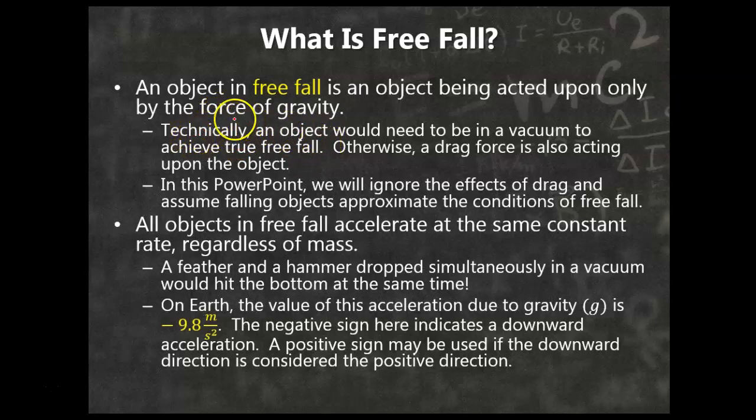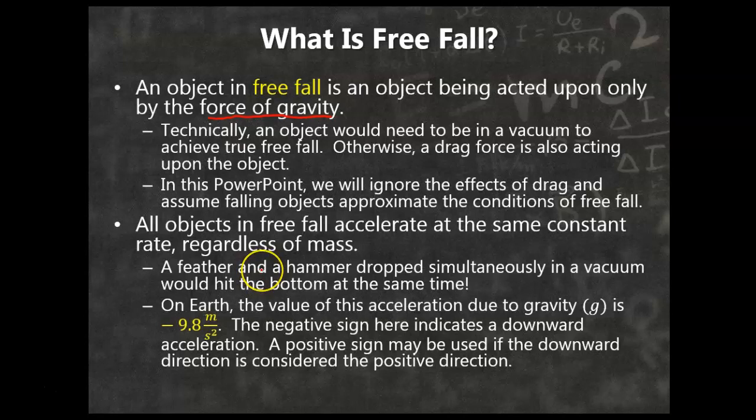Someone who's parachuting down to the earth, floating down, with the parachute helping them fall gradually and slowly, would not be in free fall, because they're not just being acted upon by the force of gravity. They're also being acted upon by the upward force of the parachute pushing against the air.